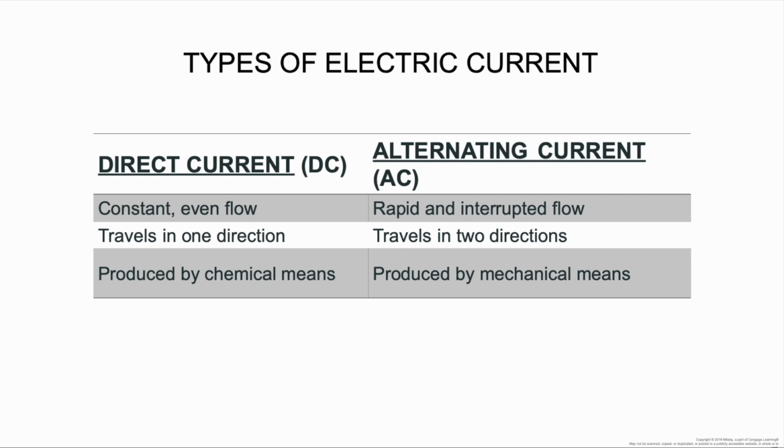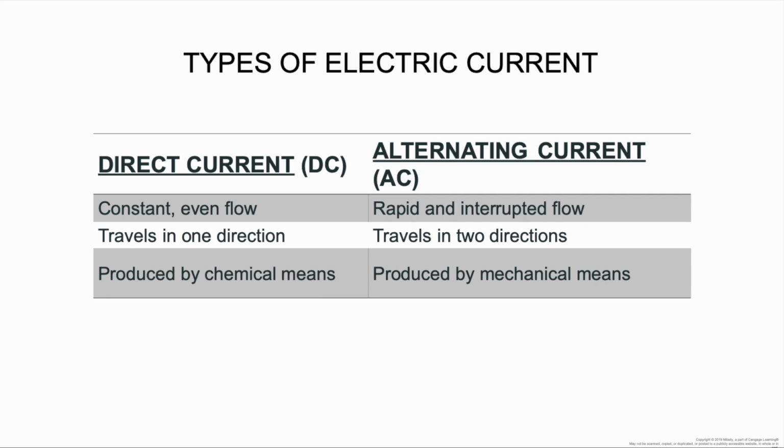And then you have alternating current. This is abbreviated as AC. Alternating current is a more rapid and interrupted current that's flowing first in one direction and then back in the opposite direction. It is produced by mechanical means and changes directions over 60 times per second. Things like corded hair dryers, curling irons, electric files, and table lamps that plug into a wall outlet use alternating current.